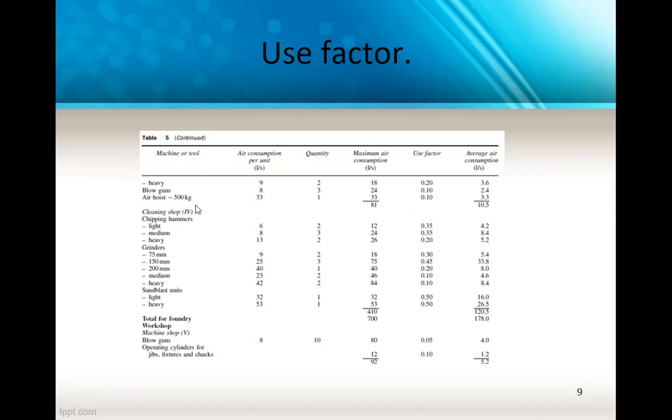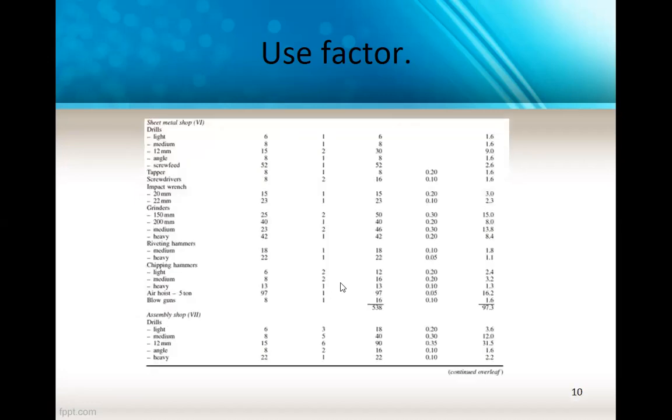Same sa cleaning shop. Ganun din. Ito yung mga equipment. Quantity and maximum air consumption naging 410. So, this is now the average air consumption is 150.5. Bababa, di ba? So, ikaw magtatantya niyan para sa design mo. Total for foundry is 700 maximum air consumption liters per second, and the average air consumption is 178 liters per second. Bababa. Next is sa workshop, the same din lang yan.